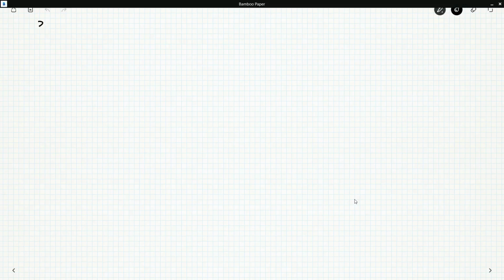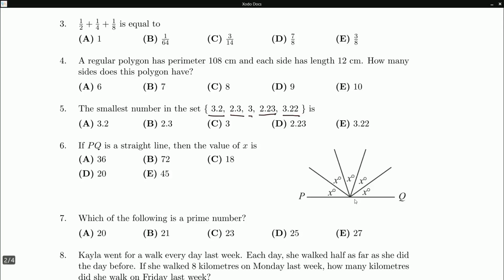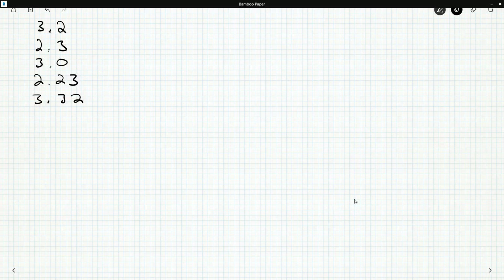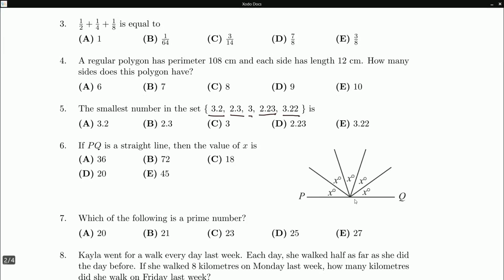I'm going to just list them out, but I'm going to list them column-wise, because the way we compare decimal expressions of numbers, figure out who's biggest and who's smallest, is we read them from left to right. 3.2, 2.3, 3. I'm going to write 3 as 3.0 just for fun. 2.23, 3.22. And we're asked for the smallest number in this set.